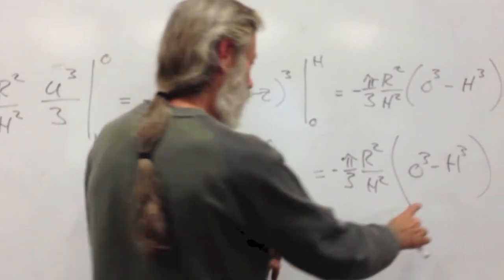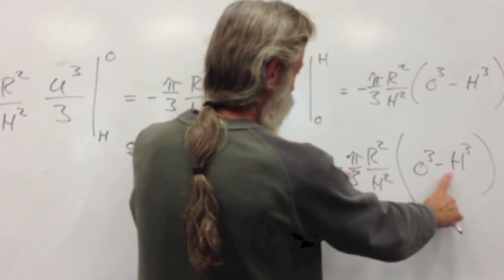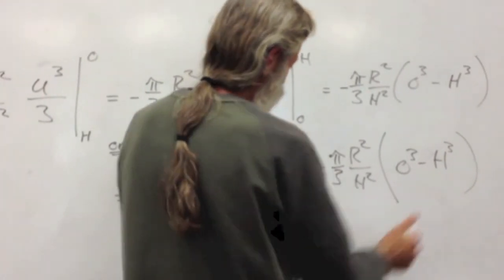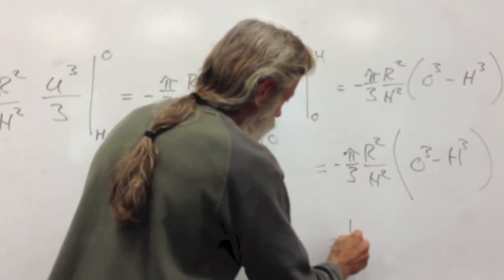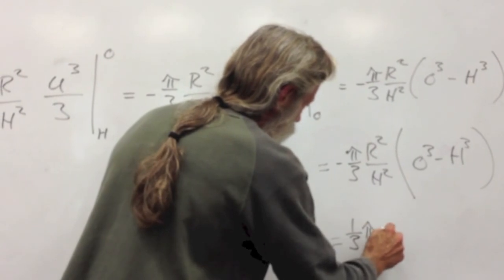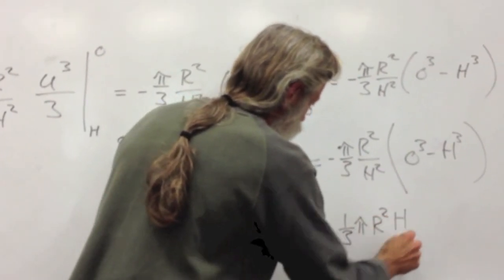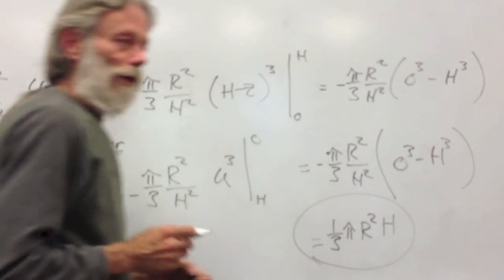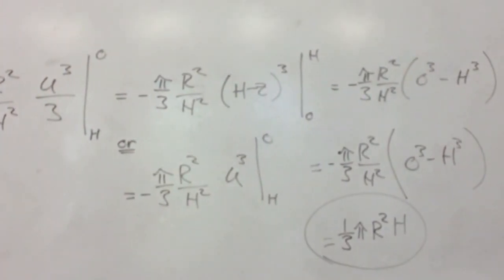Either way, we got a double negative, so it's positive. We got some cancellations with h's. And you have then a third pi r squared h. That's probably familiar to most of you. The volume of the cone.